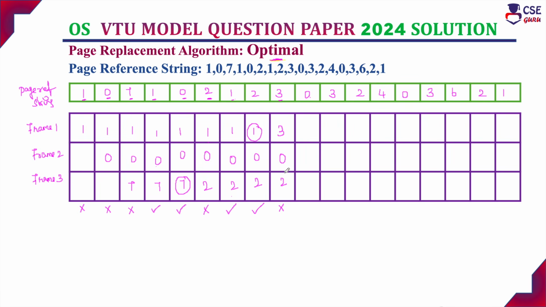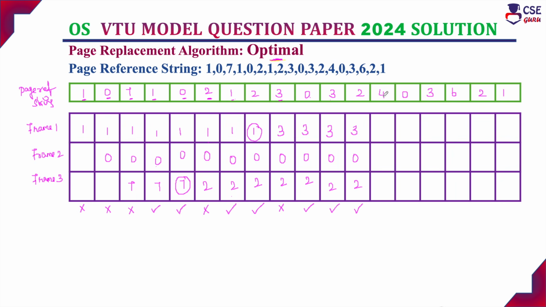Next 0 it is available. This will be considered as page hit. So 302 you will get it. Next 3 it is available in main memory. So this also will be considered as page hit. Next 2 it is available. This also considered as page hit. If the reference page is available in main memory, that will be considered as page hit.